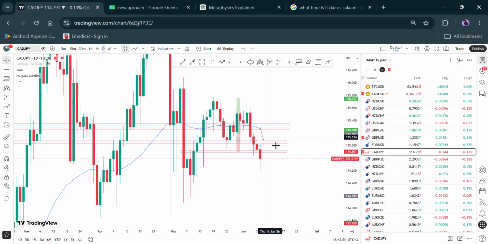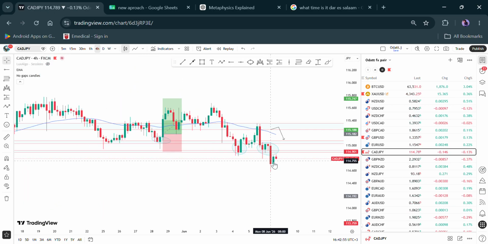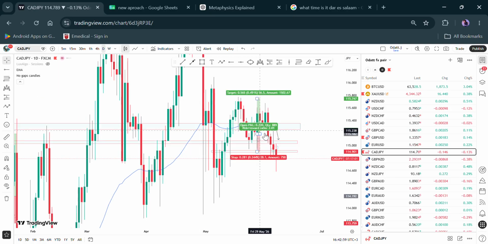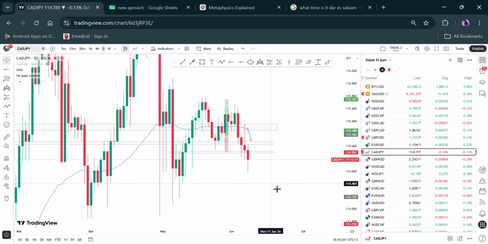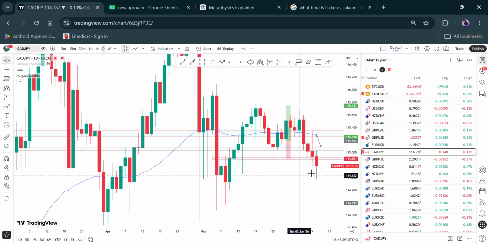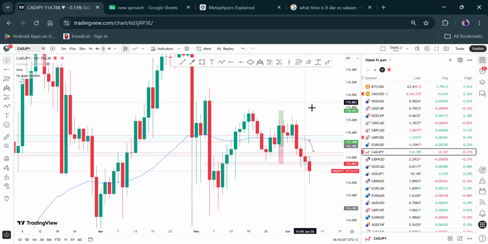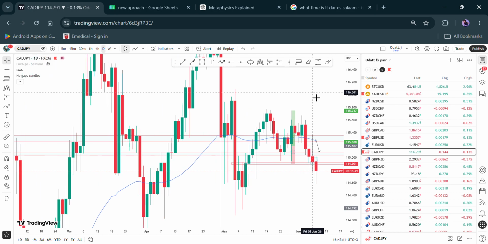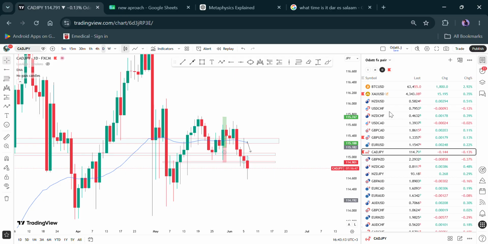CAD JPY, this is Monday. I was waiting for the price to come retest this level, which will be a rejection from the EMA, also a rejection from the EMA. So those are the trades that I'm interested in taking this week. The goal of this week is to pass phase 1 on my 10k instant funded account. That's all. I'll update you later.